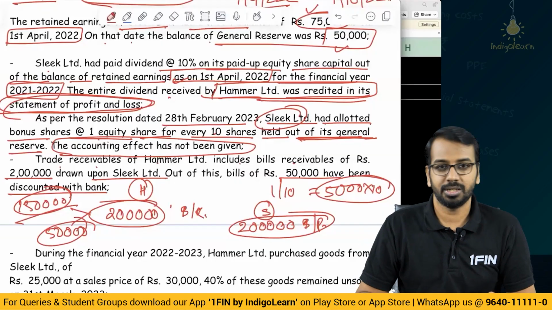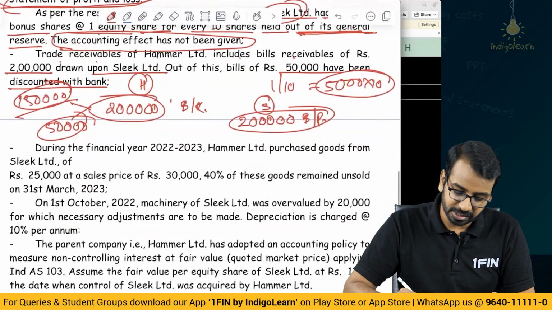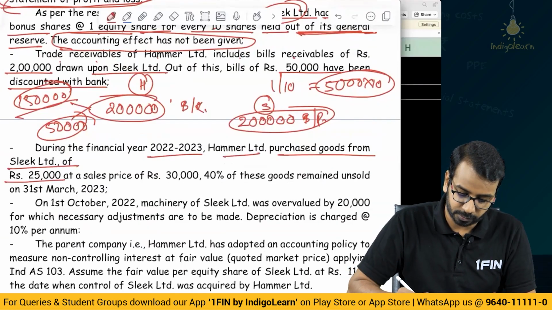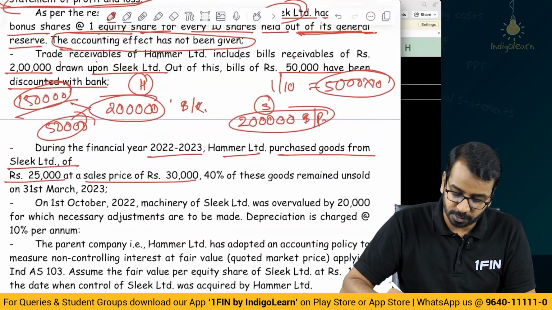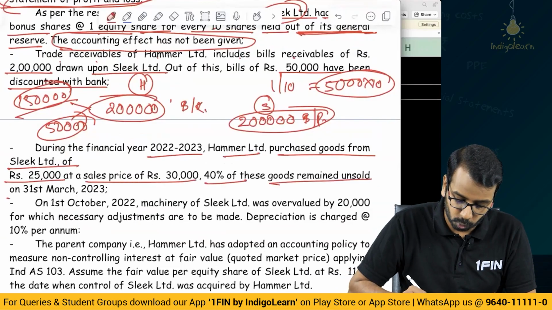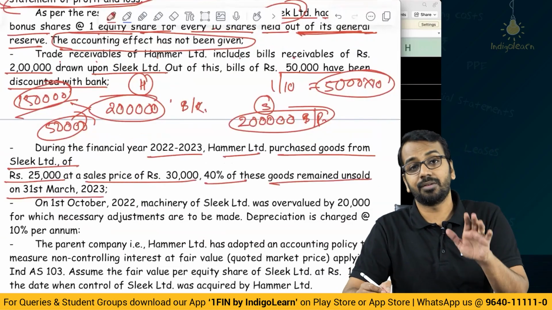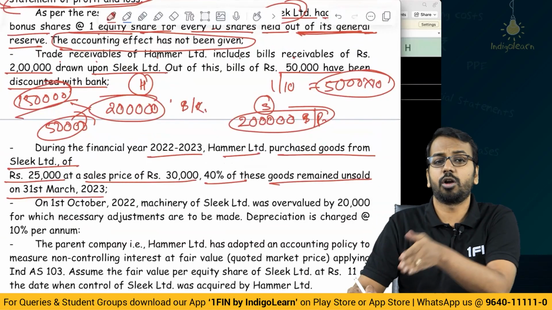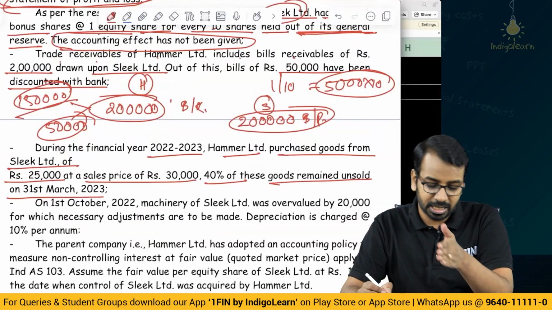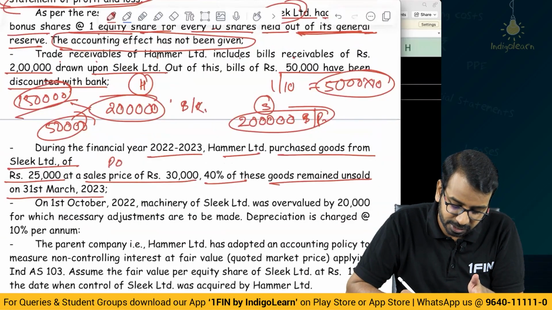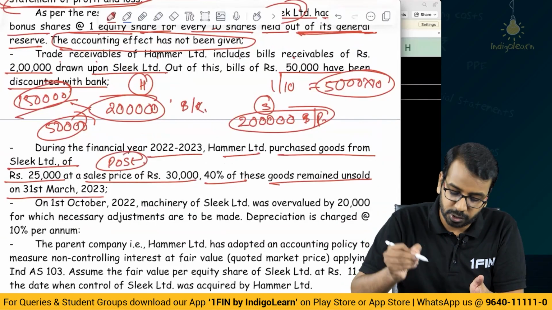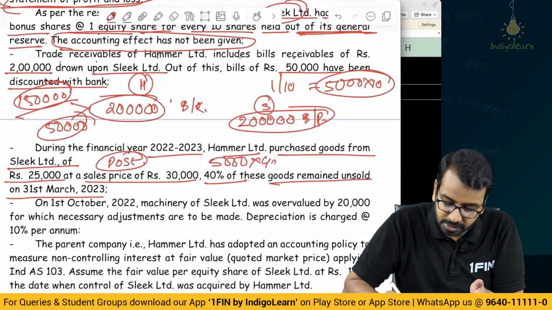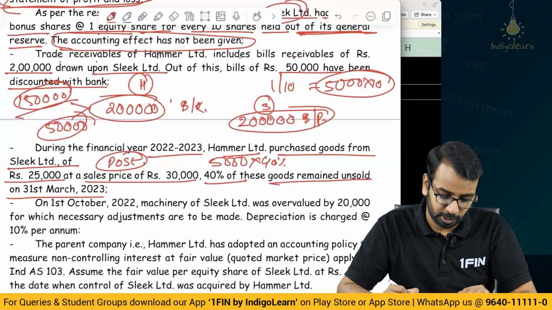in the financial statement. During the financial year 22-23, Hammer Limited purchased goods from Sleek Limited of 25,000 at a sales price of 30,000. 40% of these goods remain unsold on 31st March. Again, they have not told how they have purchased, whether it is evenly throughout the period or pre-acquisition, post-acquisition. So we will assume, because such kind of adjustments are generally post-acquisition only. So it is post-acquisition, profit 5,000, and out of this 40% goods still are in inventory.